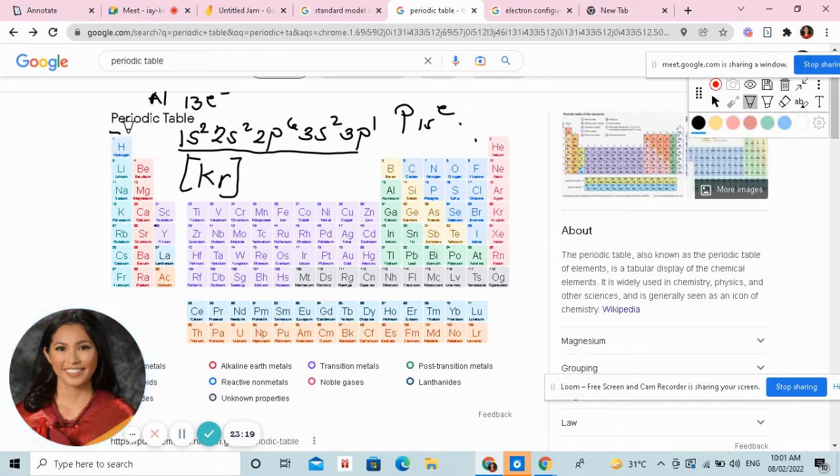Okay. Now, we have the metals. This side is metals, this side is non-metals, this side is transition, and this is inner transition. All the metals have S orbitals. All the non-metals have P orbitals. All the transition elements have D orbitals, and the inner transition have F.